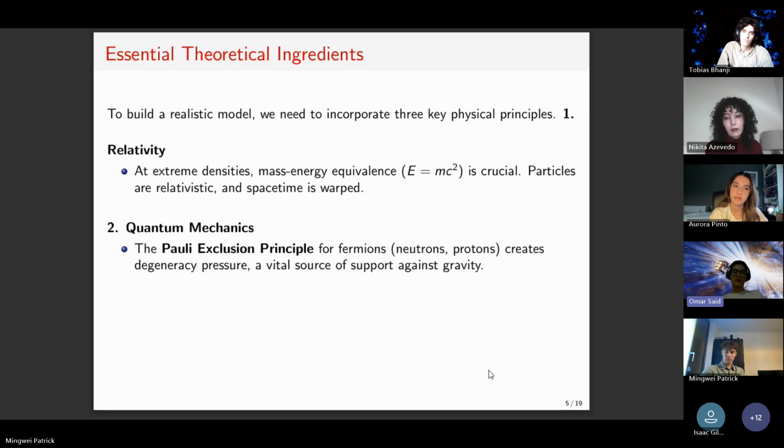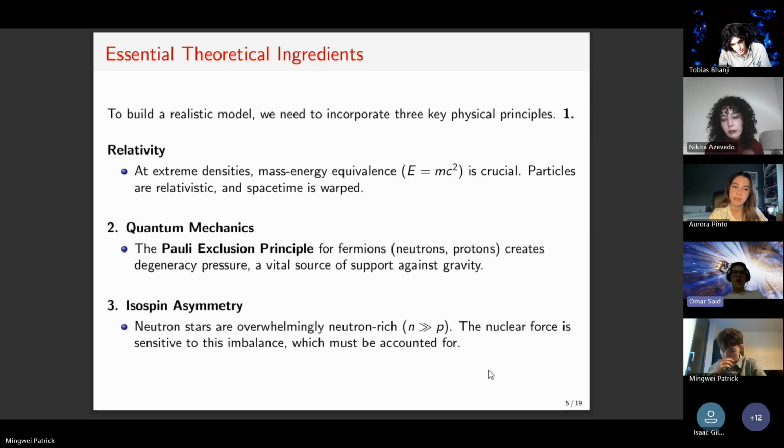that cannot happen. So the Pauli exclusion principle tells you that when something like this happens, an outward force pushes the mass or the pressure of the star itself back. So that's why neutron stars keep intact, unlike white dwarfs, for example. And also, we should know that these stars are overwhelmingly neutron rich. They have a lot more neutrons than protons. So the nuclear force is sensitive to this imbalance, which must be accounted for. Now, to develop the model and go through some derivations, I will hand the mic over to Mengwei.